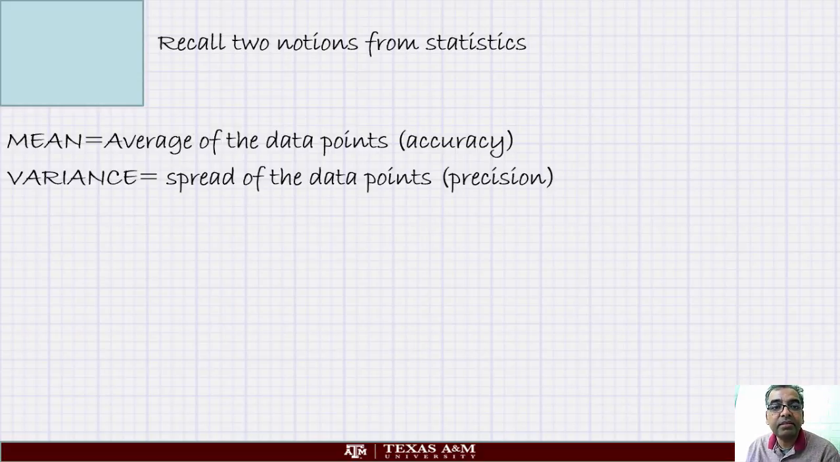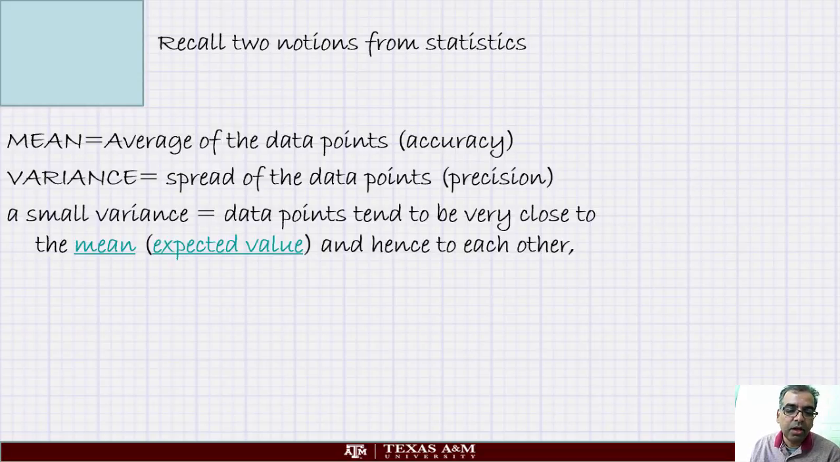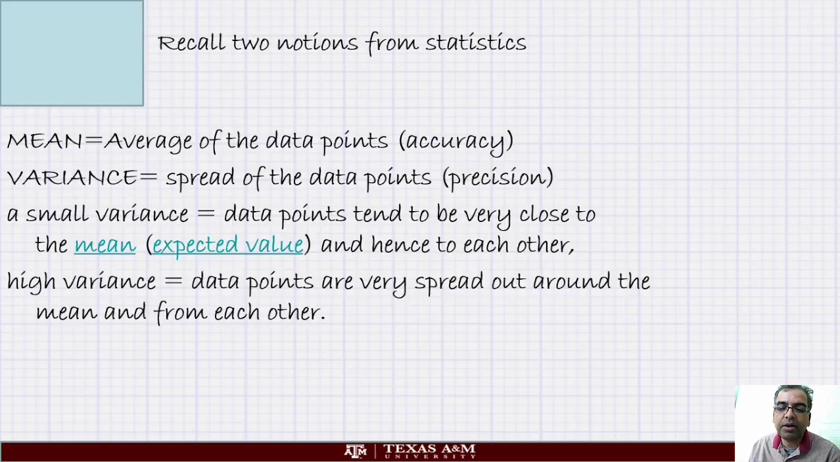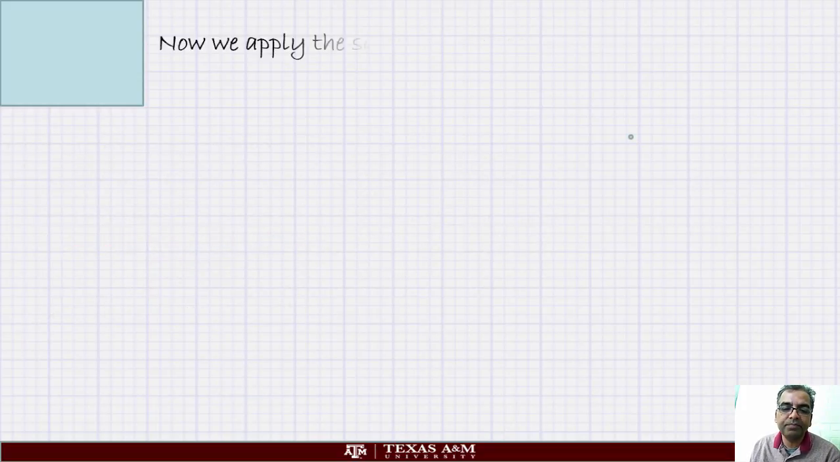And the second thing is variance, which is the spread of the data points that represents precision. I'm sure you have seen both of these ideas, mean and variance. A small variance means data points tend to be very close to each other around the mean. A large variance means data points are very spread out around the mean and from each other. So this idea of mean and variance you can now generalize to other things. Let's see what we mean by that.